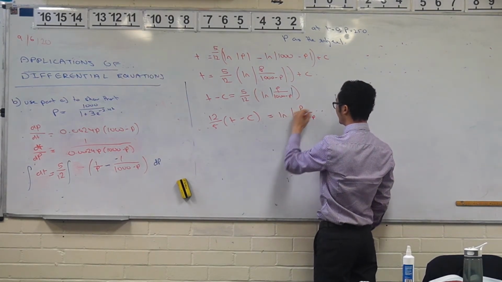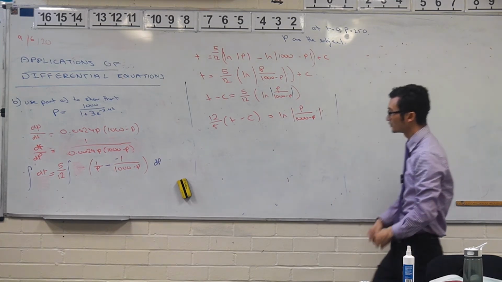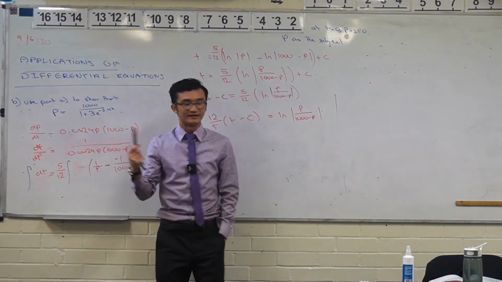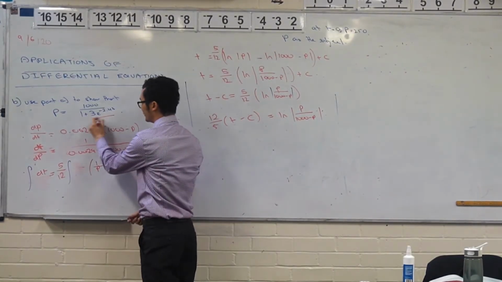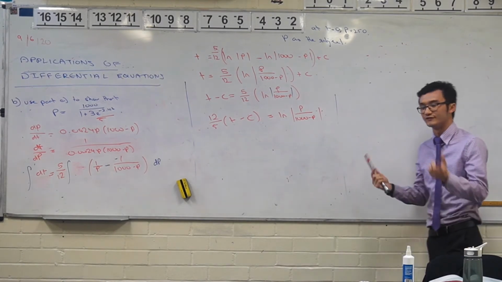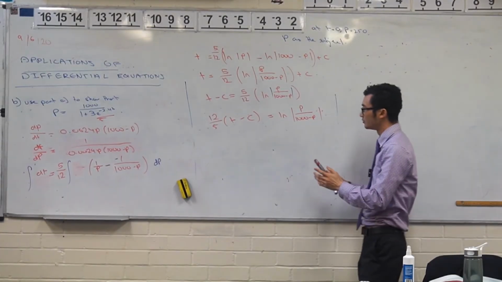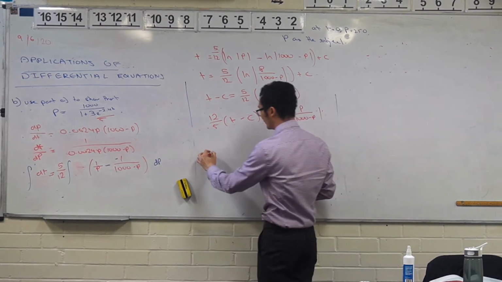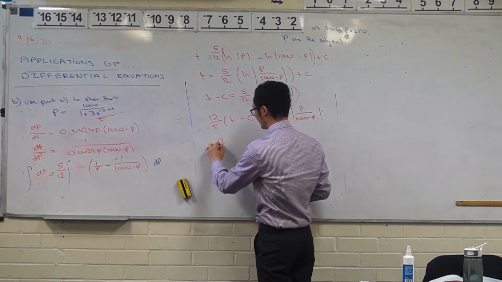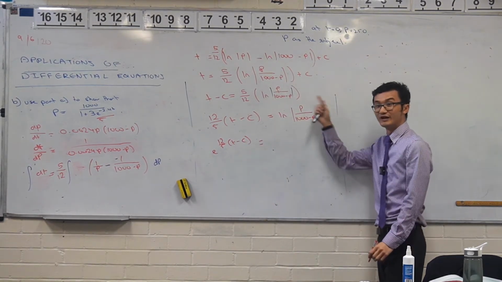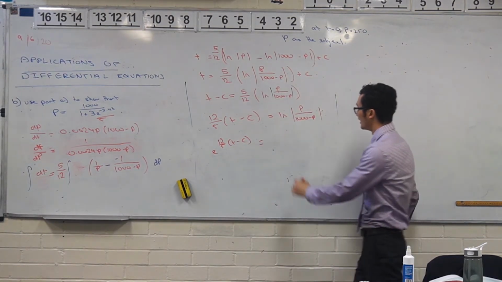I want to start freeing up these p values because ultimately in the answer here I don't have a log. And they kind of give you a big clue about what to do, right? We've got an exponential here. So if you remember, exponentials and logs are inverse operations. So if I raise both sides to the power e, then I can remove that log. So e to the 12 on 5 outside of t minus c. And then when you raise this to the base e, you get this.